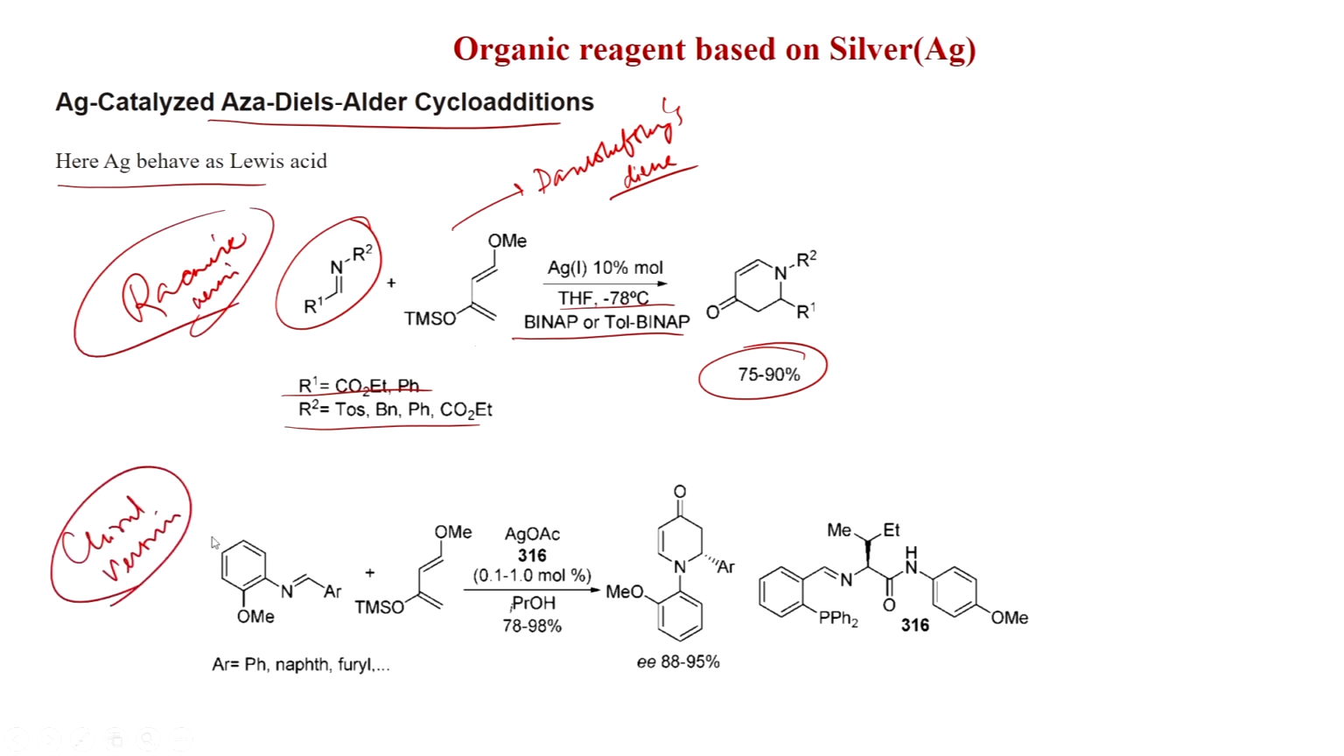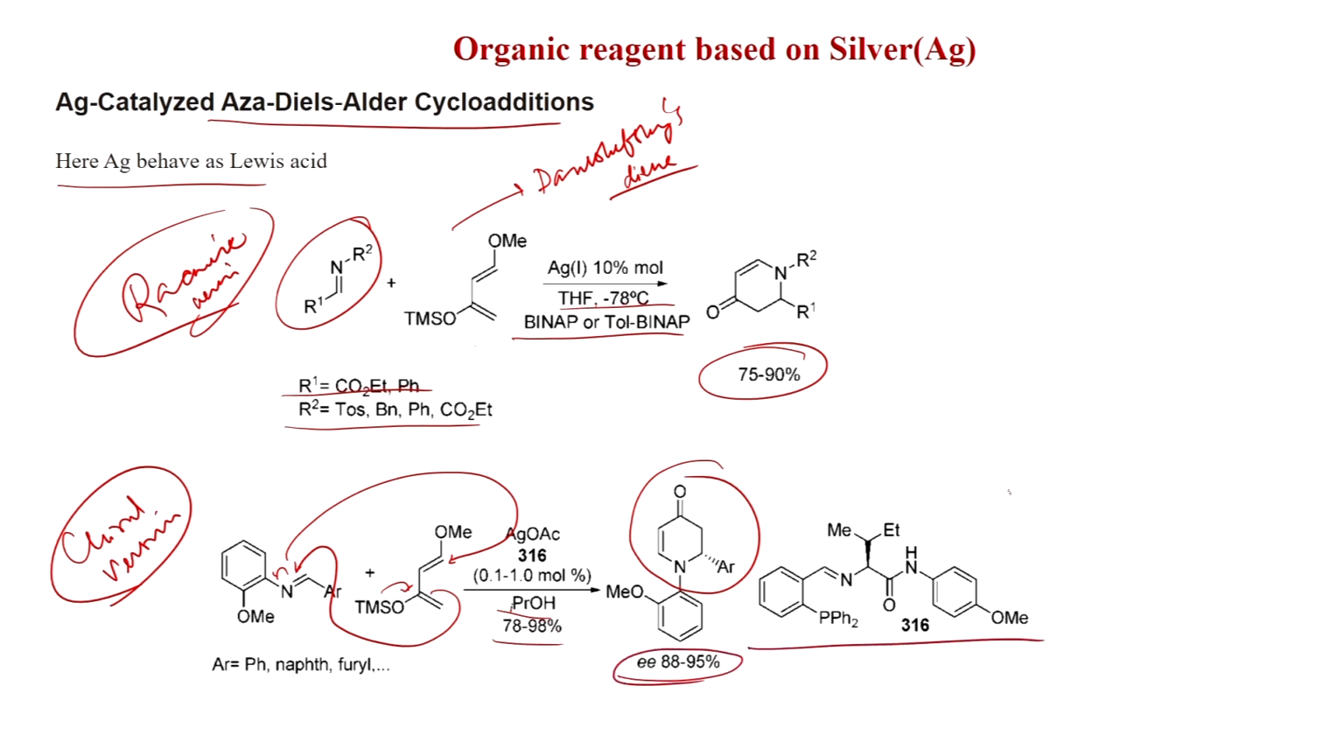So, same reaction: Danishevsky's diene and the imine, you get this. What happens is this carbon will react here and this nitrogen will react here, and after methanol elimination you get this double bond again. With silver acetate, 0.1 to 1 mole percent, isopropanol solvent, you get 78 to 90% yield, and the enantiomeric excess is 88 to 95% with this chiral phosphine.